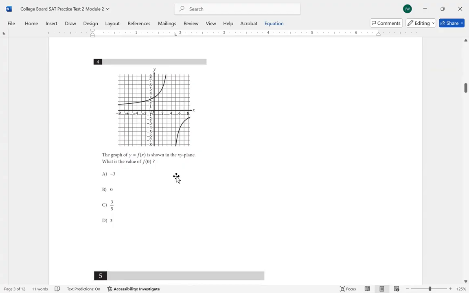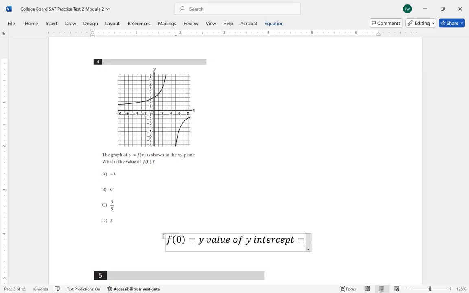Question 4 says the graph of y equals f of x is shown in the xy plane. What is the value of f of 0? Well, f of 0 is going to be where the y value of the y-intercept is. When you plug in 0, you're going to get the y value of the y-intercept.